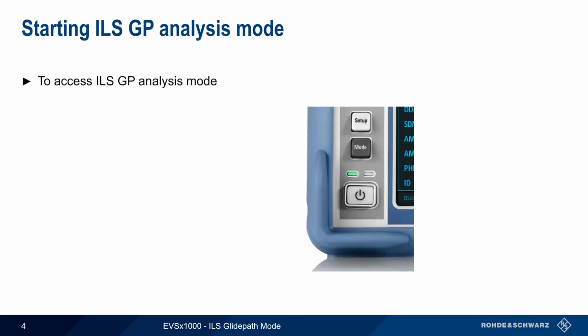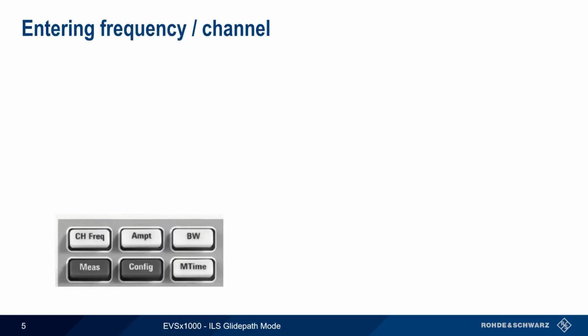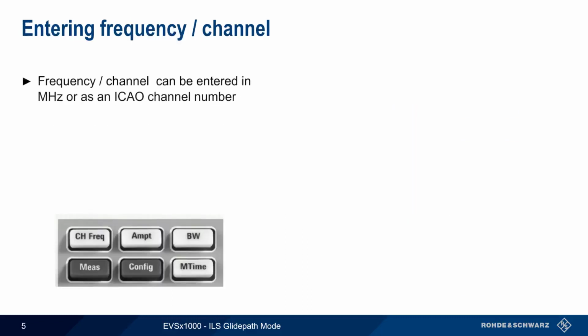To access ILS Glidepath analysis mode on the EVS1000, simply press the Mode hard key on the front of the instrument and select ILS Glidepath. If operating the EVS over VNC, press M, and then use the down arrow to scroll through the list of available analysis modes.